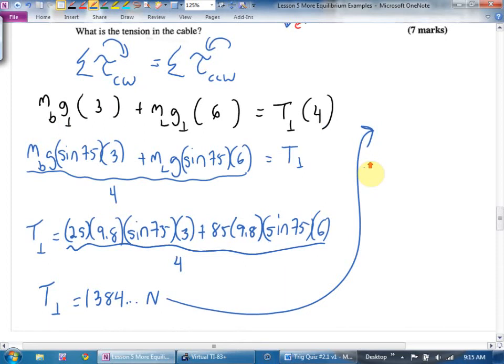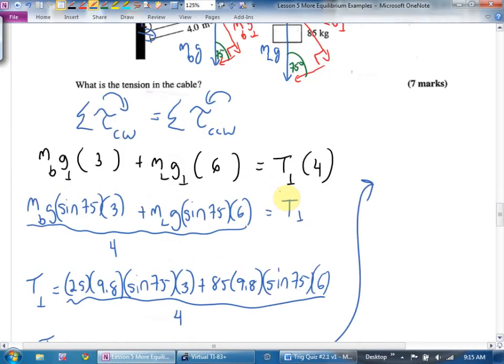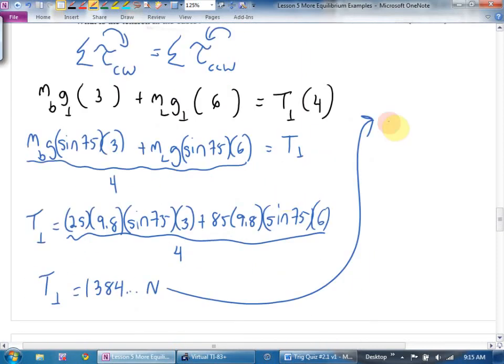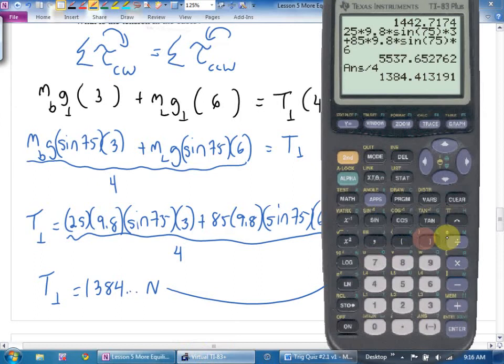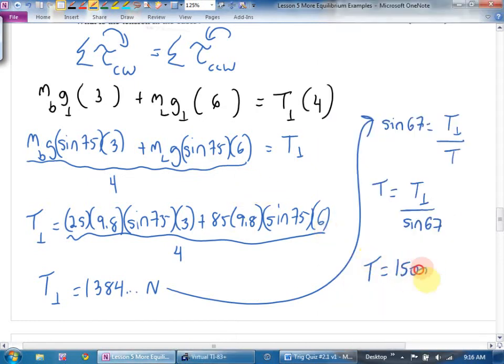In this triangle, how are perpendicular and tension related? Which trig function? You also sine. Okay. Sine of what? I totally forget. 67. Sine of 67 equals perpendicular over tension. Tension equals perpendicular divided by sine of 67. Final answer, and I conveniently have perpendicular on my calculator, so I'll just divide that by sine of 67. 1,500. 1,500 newtons. Yay. Okay. Two more, we're done.